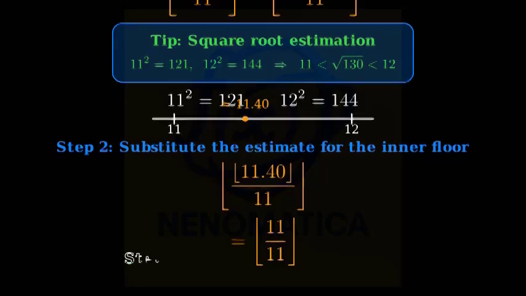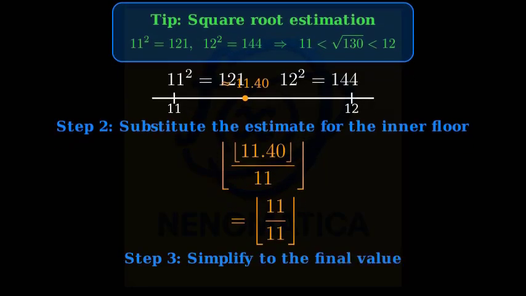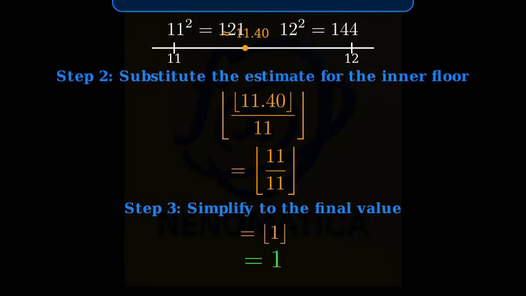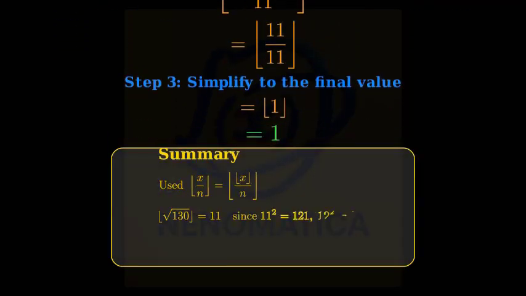Now divide 11 by 11 to get 1. The floor of 1 is 1. Therefore, the value is 1. Quick summary. We used the floor property to move the floor to the numerator, estimated the square root of 130 between 11 and 12, took the inner floor to get 11, and simplified to 1.